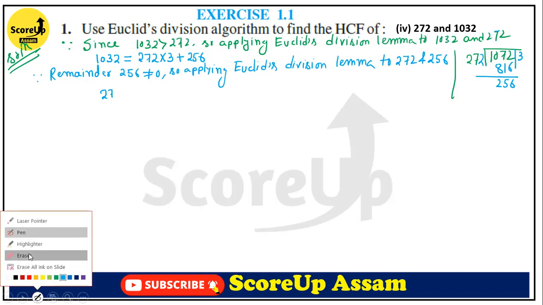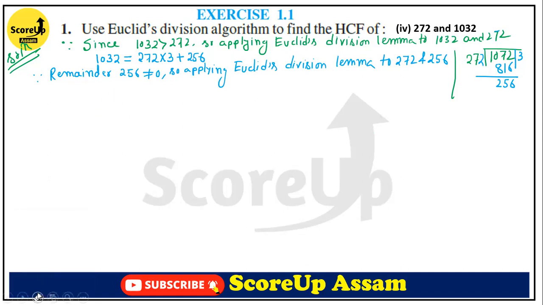So how shall we apply? 272 is equal to 256. How many times will it go? 1 time, plus what will be the remainder? Let's divide 272 by 256. It will go 1 time. 256 1 256. So it will be 6 here, and here it will be 1 16. Plus 16. So here again the remainder is not 0.